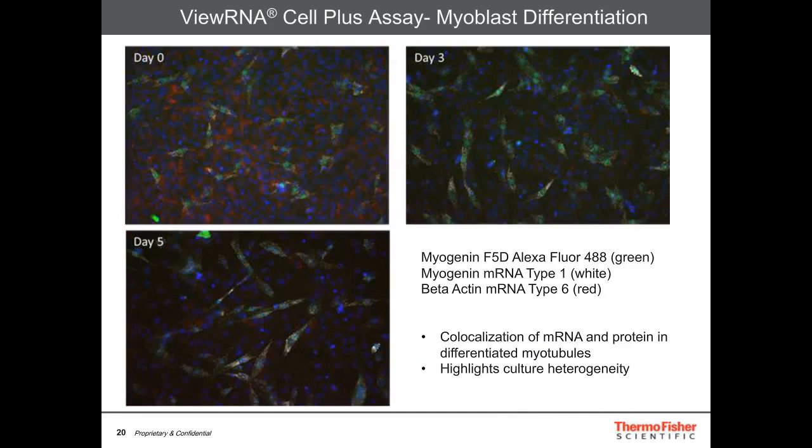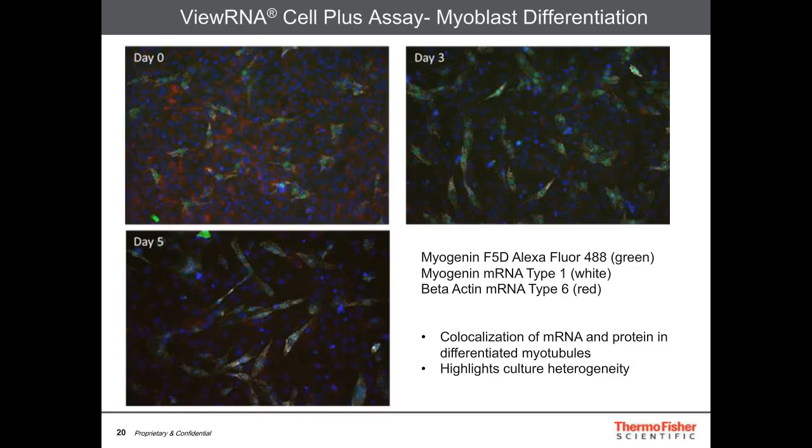In this slide, what we've done is we've looked at myogenin protein and mRNA in the same group of cells, and also with beta-actin. The protein is myogenin, and it's conjugated to Alexa Fluor 488, and that's shown in green. And you can see the number of green cells in day 0 is a fairly low percentage.